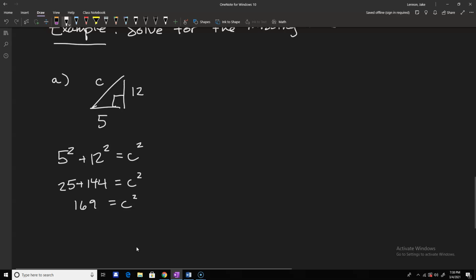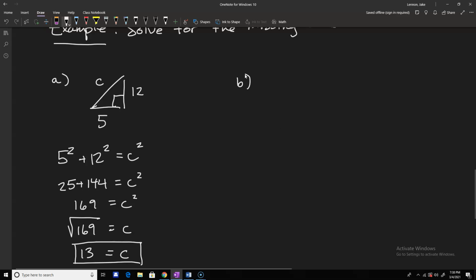And so then from the previous problems we've done, we know that the square root of 169 is C, and that comes out to exactly 13. So we would have that as our answer there for part A.